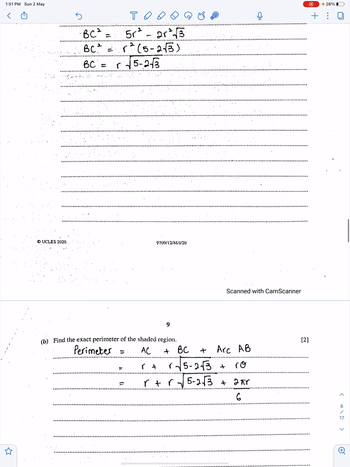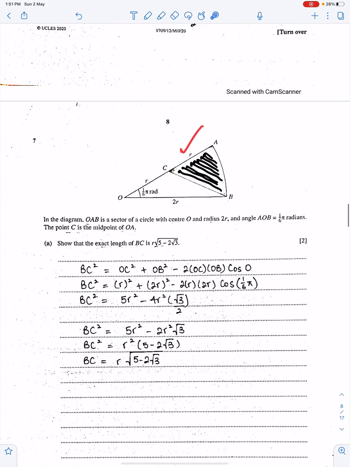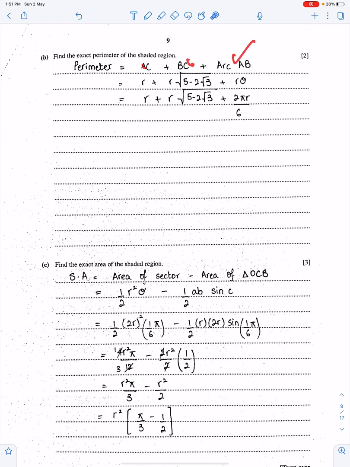And this is the arc length. So perimeter is this R, BC plus arc length. This is R, this is BC, and this is R. So AC is R, BC is here, and arc length is R theta. That's the answer. Now we need the area of the shaded region.